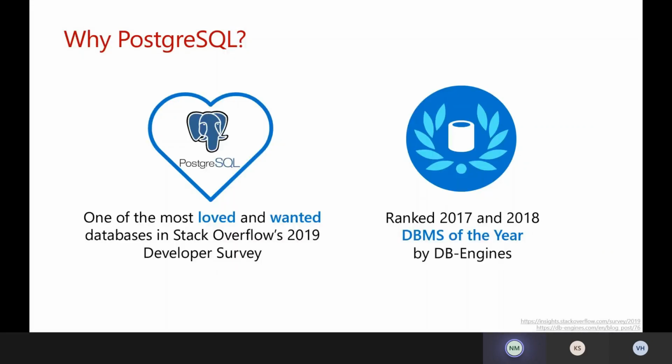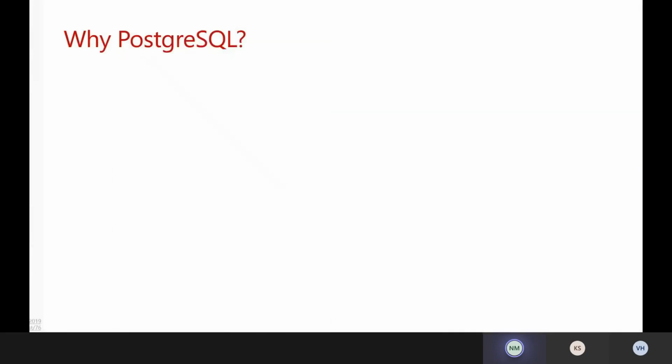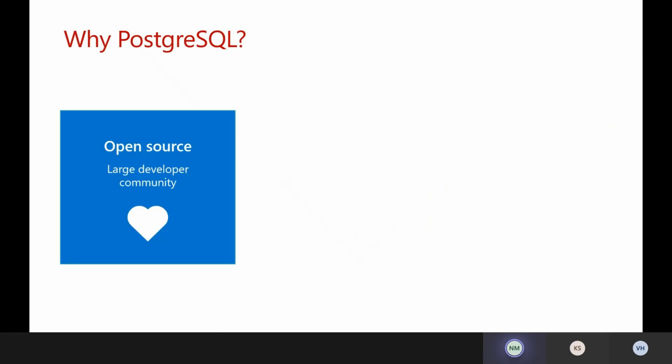Now, next is why PostgreSQL. It's easily one of the most loved databases and a wanted one. It's been Database Management System of the year chosen by DB Engines, which is a third-party ranking system that uses some really interesting ways to calculate these rankings. And not just 17 and 18, I think it's been DBMS of the year for 2020 as well. So quite popular. And again, why is it popular?